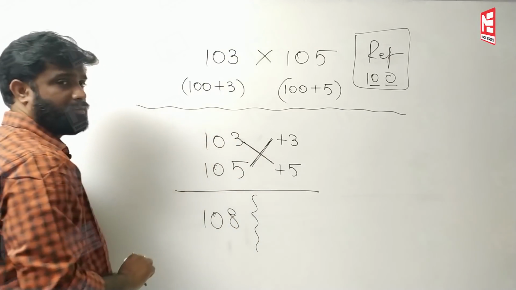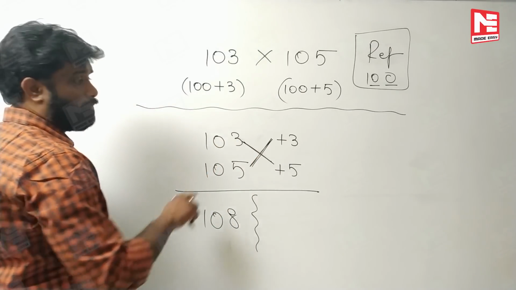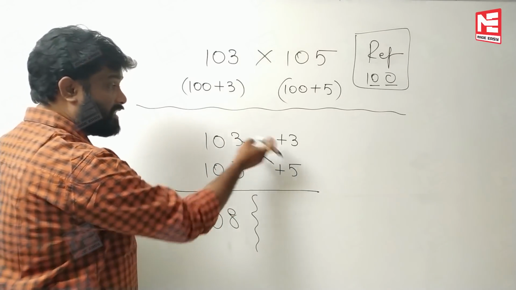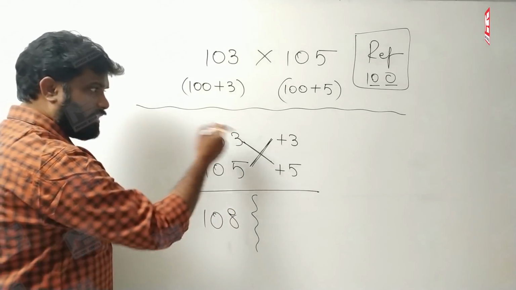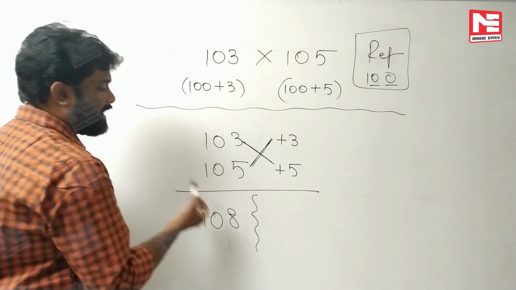103 plus 5 you do, or 105 plus 3 you do, you will get the same. That is why I am writing the symbol. Sir, how will you know whether to add or subtract? The symbol will tell us. That is the utility of writing the symbol there. Okay? So 108 I am writing here.